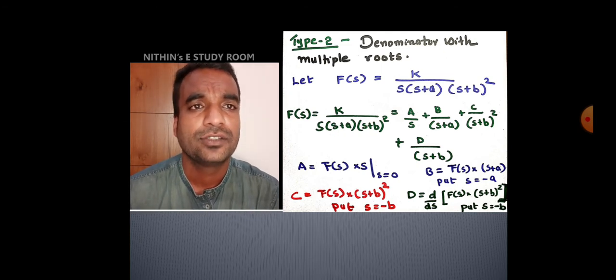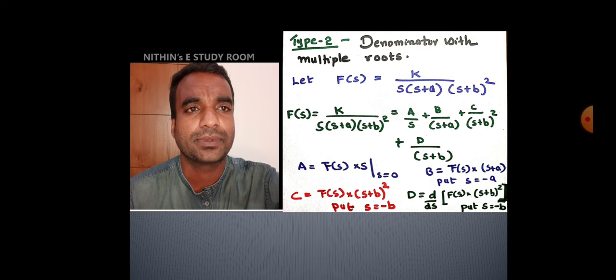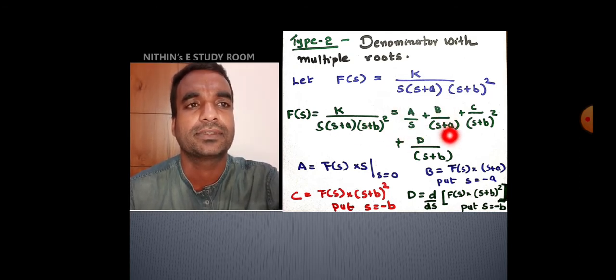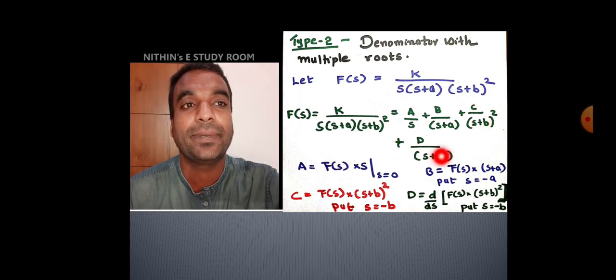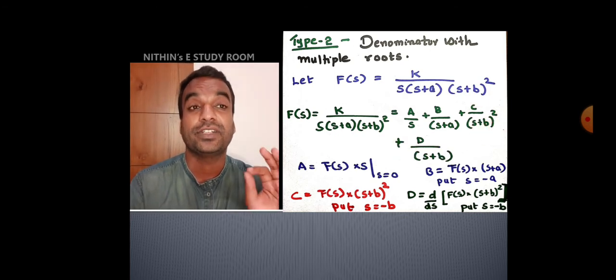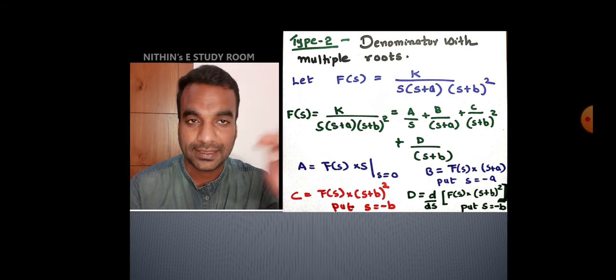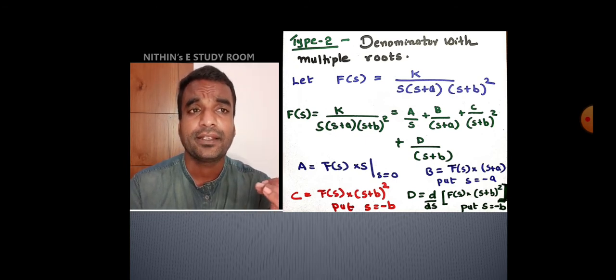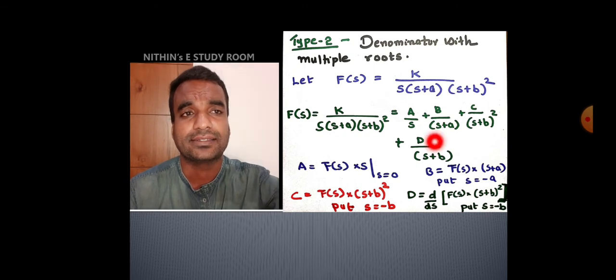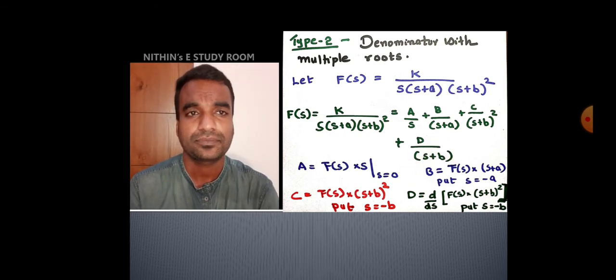So let us see. F(s) = K/(s(s+a)(s+b)^2) = A/s + B/(s+a) + C/(s+b)^2 + D/(s+b). This is very, very important. You can't stop partial fraction at the square term. You have to add another term D, and you have to write it like this, with (s+b) only.